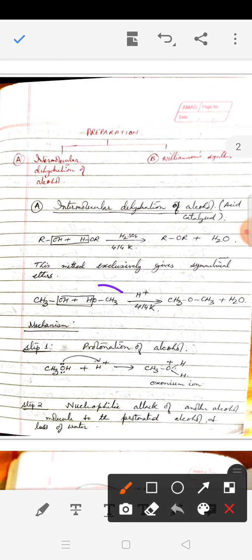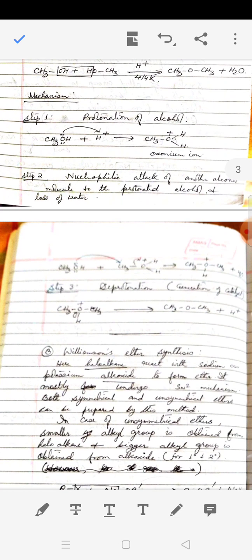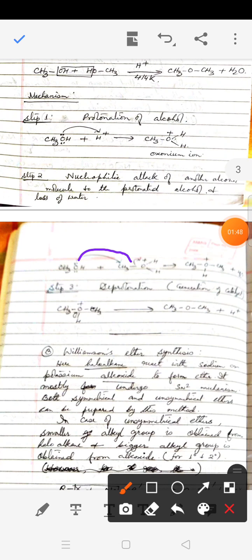Step 2, another alcohol molecule will behave as a nucleophile and will attack this particular oxonium ion at the carbon attached to oxonium ion. So you can see here how it is attacking and the water is becoming free. So here this has attacked the carbon and the water is made free. So we get another oxonium ion here together with water.